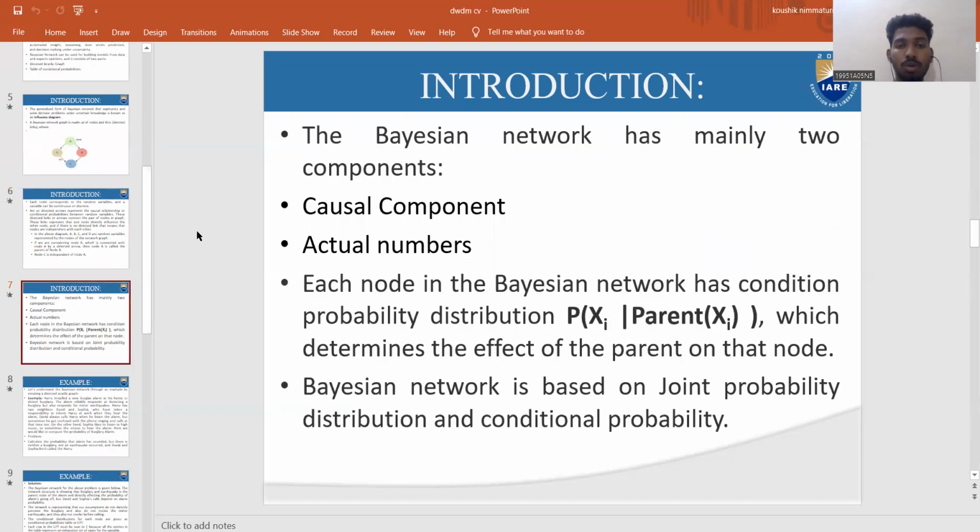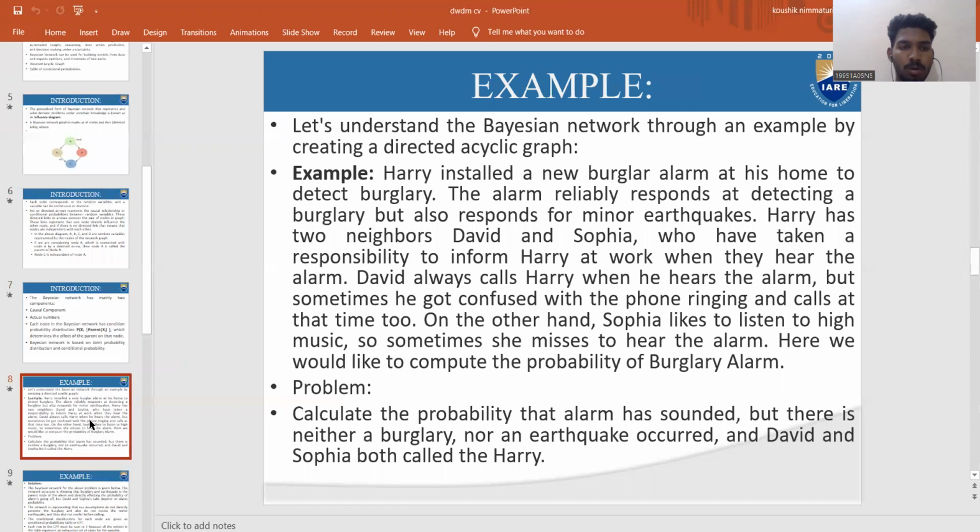A Bayesian network has mainly two components: the causal component and the actual numbers. Each node in the Bayesian network has a conditional probability distribution P(Xi | Parent(Xi)), which determines the effect of the parent on that node. A Bayesian network is based on joint probability distribution and conditional probability.